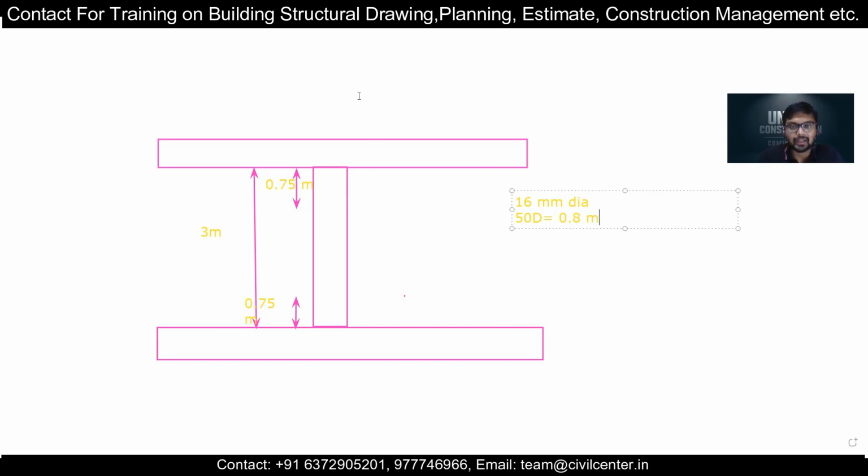So now let's see how we can stagger it. If we just calculate the length of the remaining portion, what will be the length? It will be 3 minus 0.75 into 2, so it will be 1.5. So 1.5 meter space we have for the lapping. Now how can we arrange it? Let's see. We are to give a lap length of 0.8 meter.